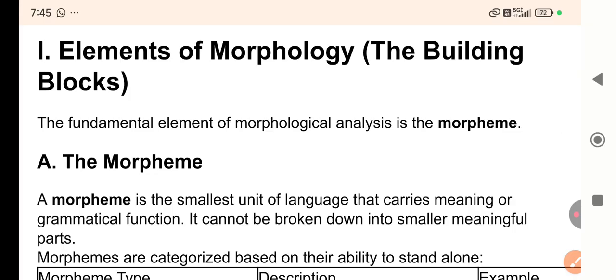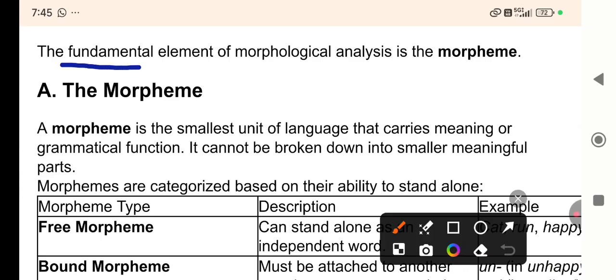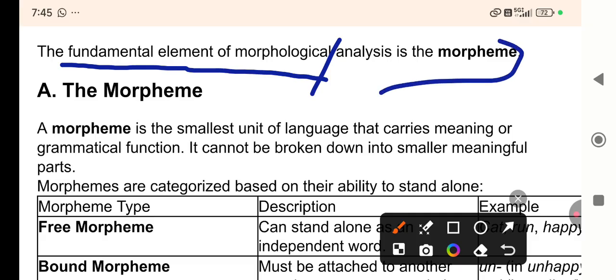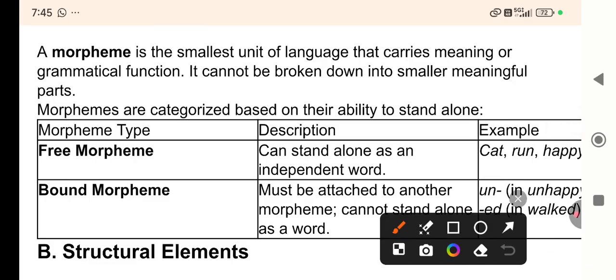So what are the elements of morphology? Let us see the building blocks. The fundamental element of morphological analysis is the morpheme. A morpheme is the smallest unit of language that carries meaning or grammatical function. So that particular unit carries meaning or has a grammatical function.